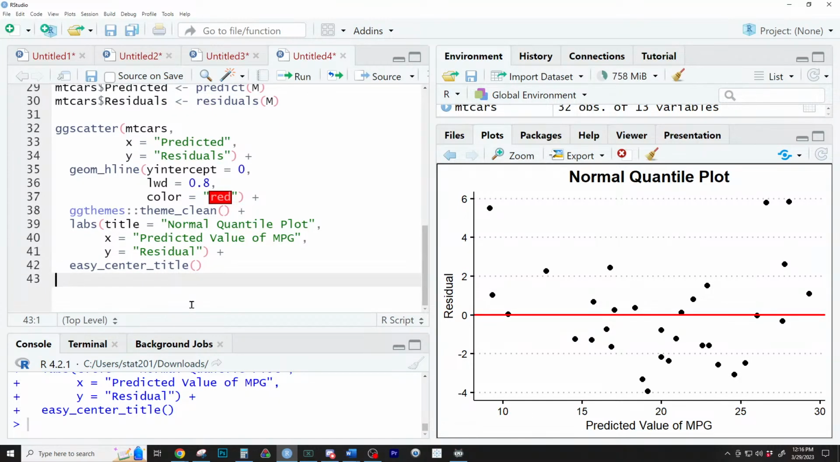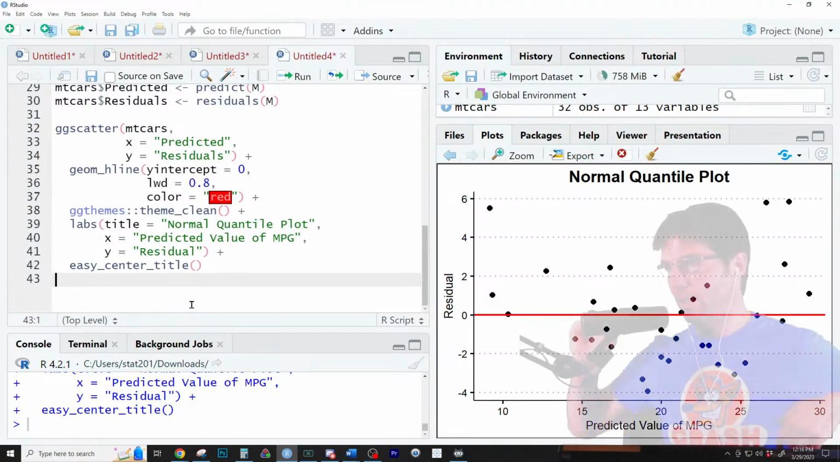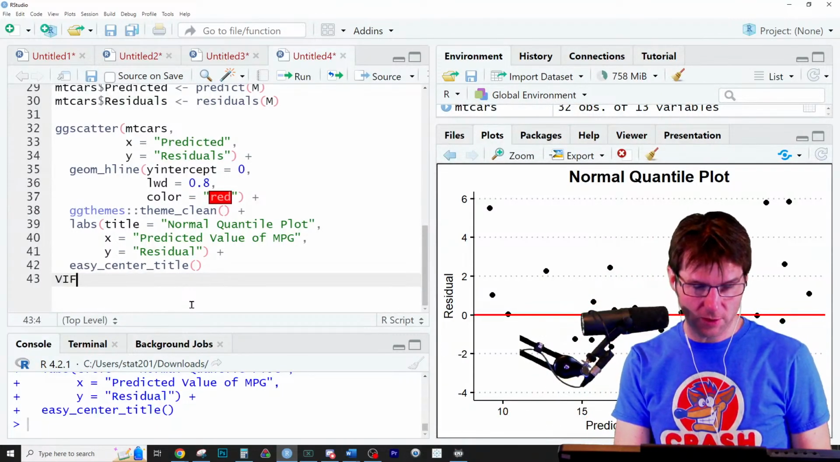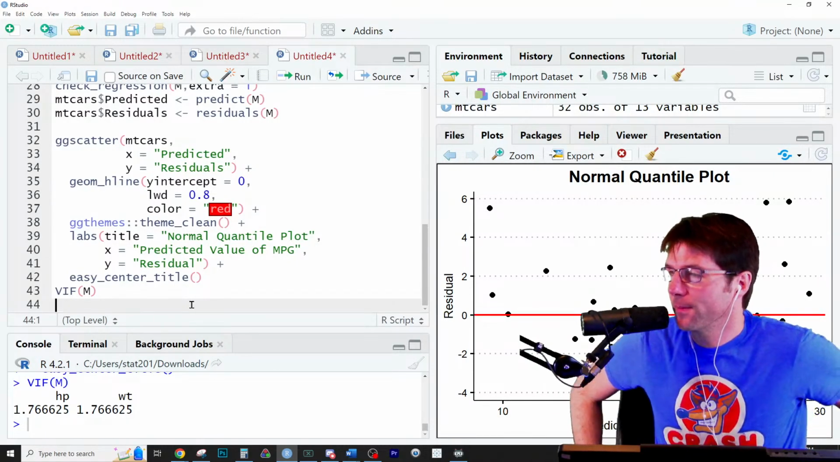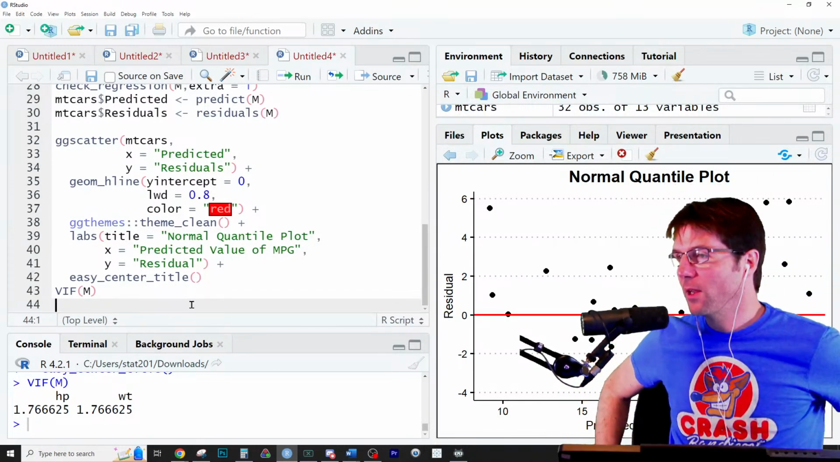Also, trying to think what else. We could look at some transformations about this, but we also might want to look at the variance inflation factor. And it's kind of decent. Like, yeah, it's kind of decent.